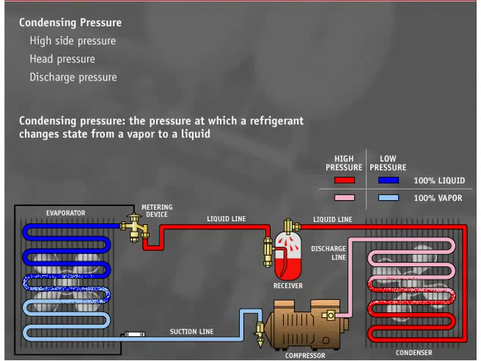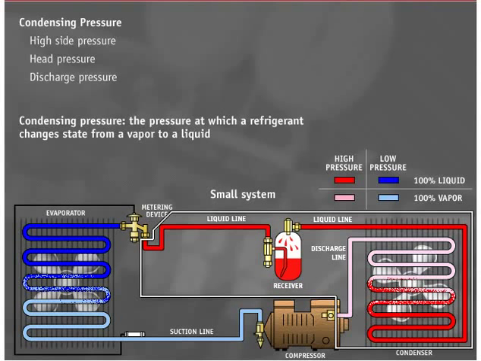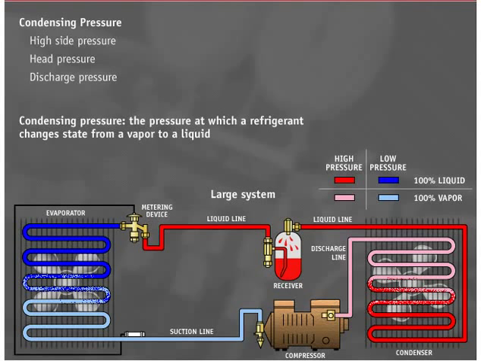Line and valve friction and the weight of the liquid refrigerant can cause pressure drops along the high side of a system. On a small system, the condensing pressure can be read directly from a pressure gauge connected anywhere between the compressor discharge valve and the entrance to the metering device, because the pressure drops are so slight. On larger systems, if a true condensing pressure is needed, the pressure must be measured as close to the condenser as possible.